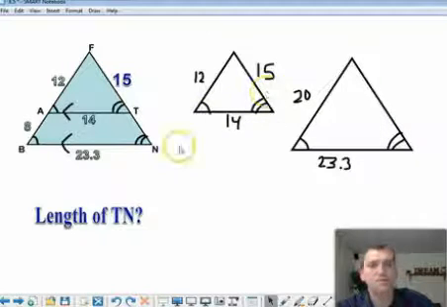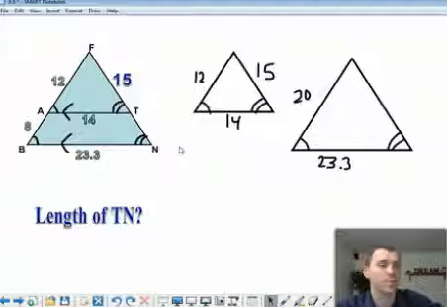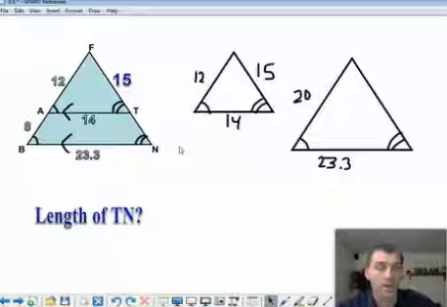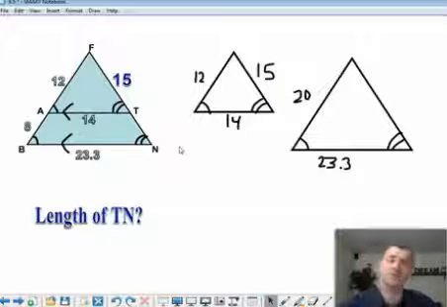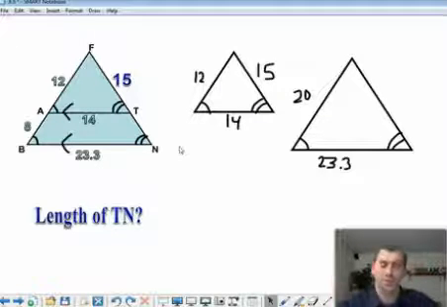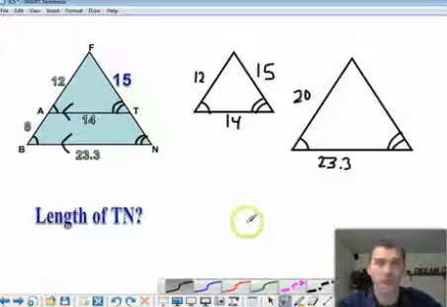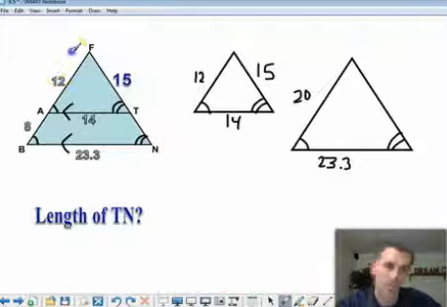I've labeled all the sides, and what's cool is this. I can apply the same exact concept, well, it's not really a theorem, because since I know the triangles are similar, the corresponding sides are proportional. So let's find some proportional sides or corresponding sides.